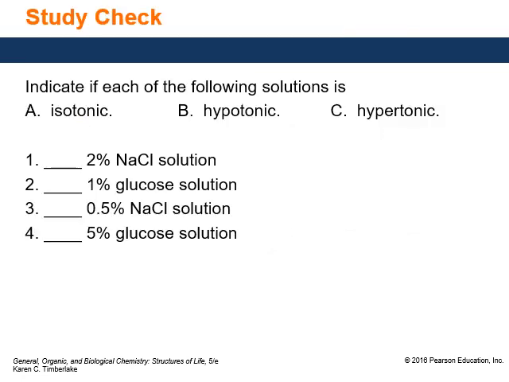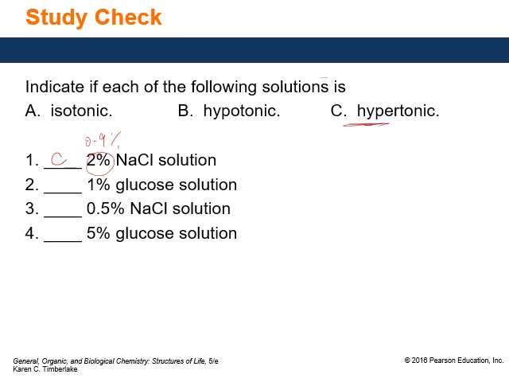The questions, for instance, can be like this: indicate if each of the following solutions is isotonic, hypotonic, or hypertonic. So a 2% NaCl solution. Remember, the NaCl solution was around 0.9%, so this is way higher. If it is higher, it is hypertonic. So in this case, it is C. Hyper means something higher, right?